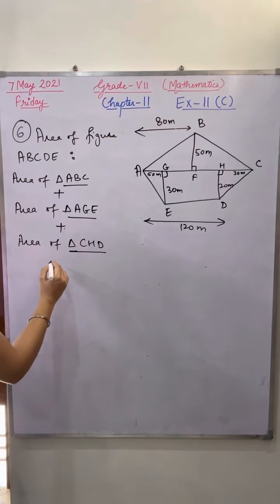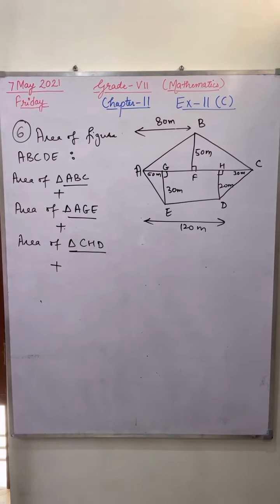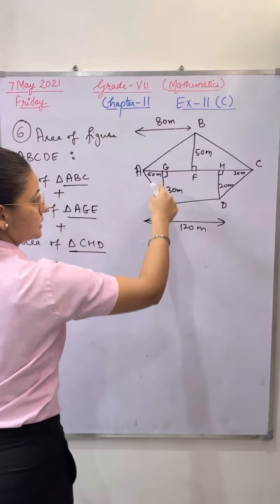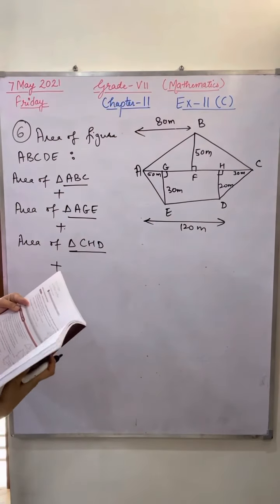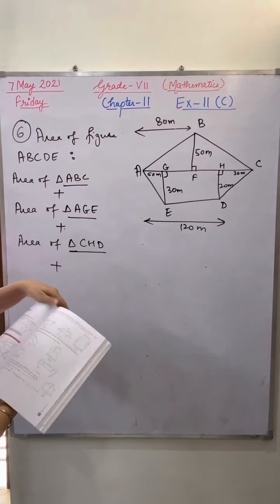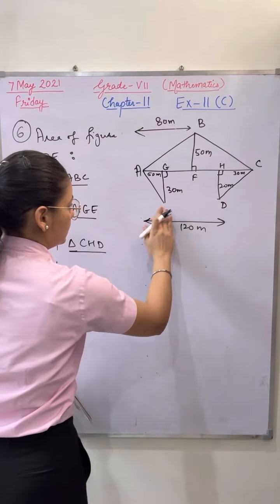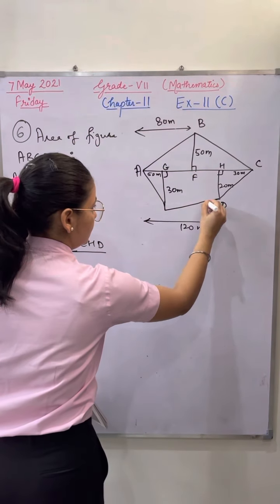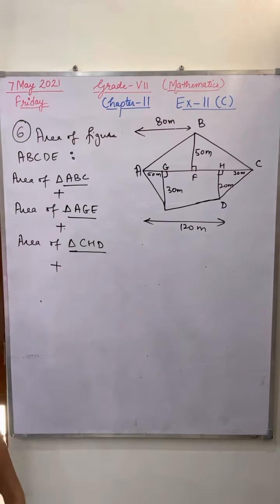I'll ask you, after that, what else I'm having? One more thing I'm having. Please tell me quickly. Area of, what is this? Tell me quickly, what is this? This shape in this way. This is not a rectangle, okay? Don't say it is a rectangle.